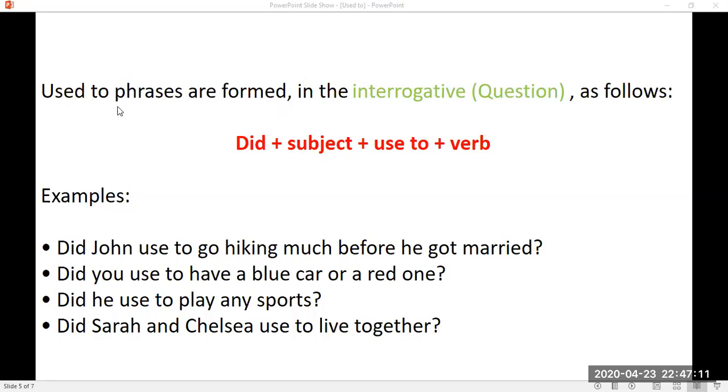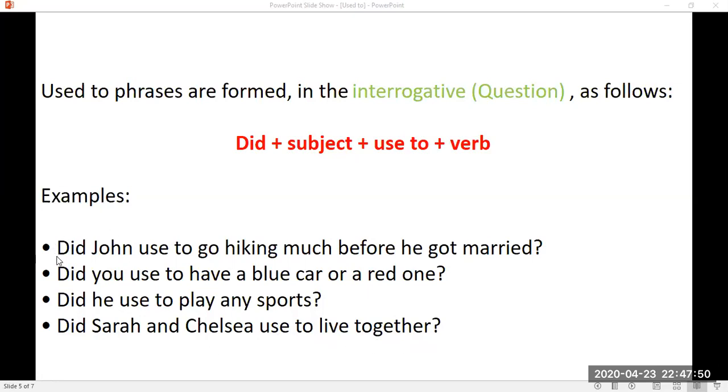Now, let's see how to form an interrogative statement or a question. So we start with did, then the subject, then used to, then the verb. So look at these examples. Did John used to go hiking much before he got married? Did you used to have a blue car or a red one? Did he used to play any sports? Did Sarah and Chelsea used to live together?